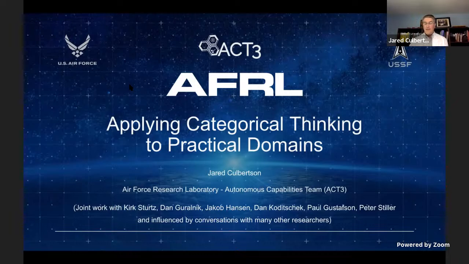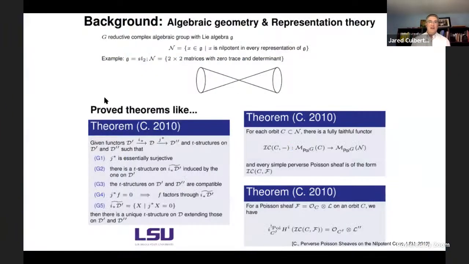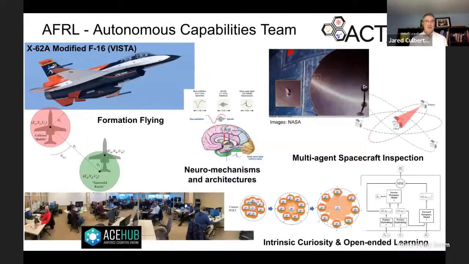I wanted to start by saying my formal training is in algebraic geometry and representation theory. When I was in grad school, I was studying reductive complex algebraic groups and their representations, building on work by Deligne and Bezrukavnikov to think about things like coherent sheaves and Poisson structures and intersection cohomology, these sorts of things. But now I'm working, as Xiaowei mentioned, for the Air Force Research Laboratory in an AI group called ACT3.